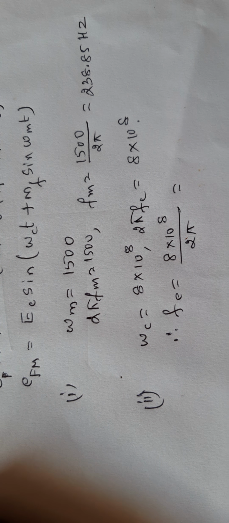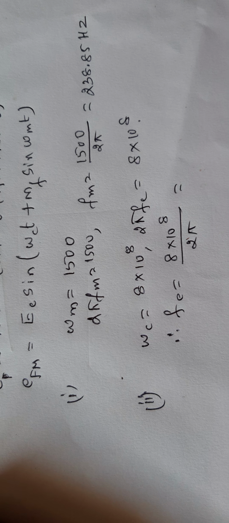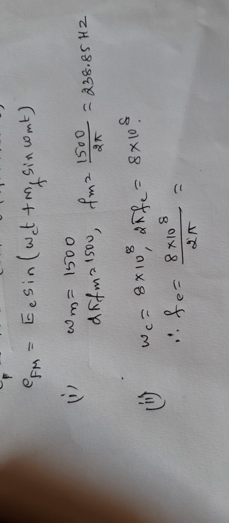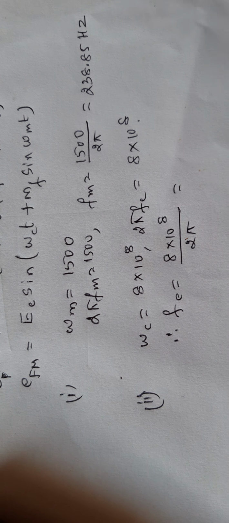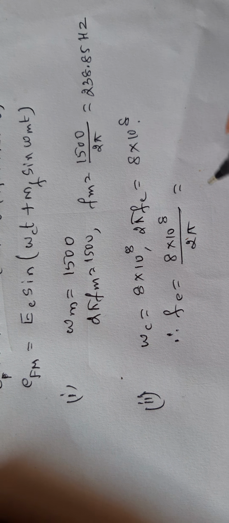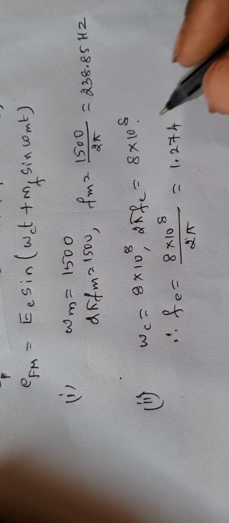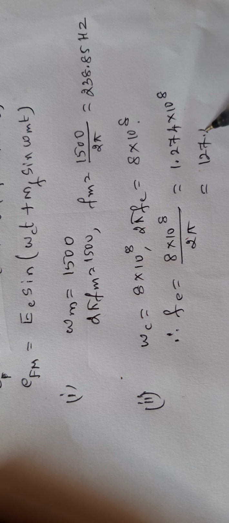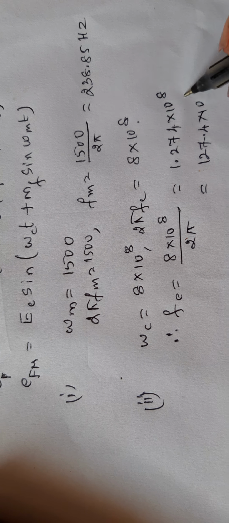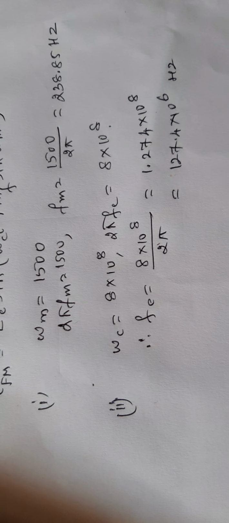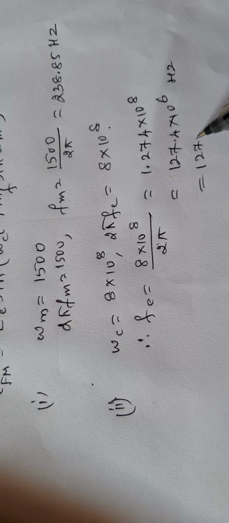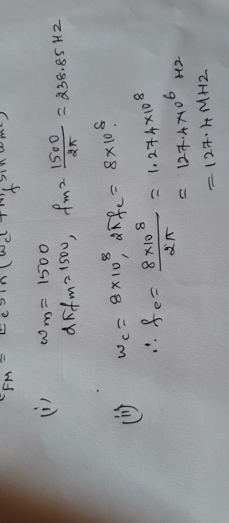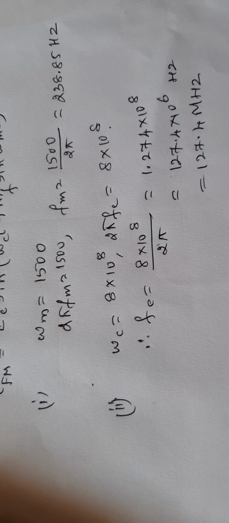On calculating this, dividing by 3.14, you will get 1.274 into 10 power 8. I will write this as 127.4 into 10 power 6, the unit is hertz. Therefore, this is equal to 127.4 megahertz. Okay, this is the carrier frequency.